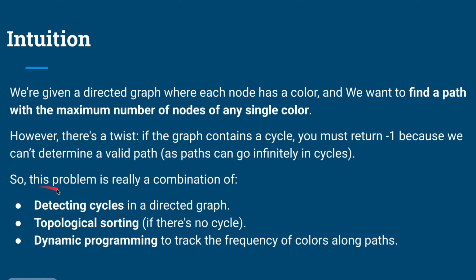So this problem is really a combination of what? First of all, detecting a cycle in a directed graph. Then, if there is no cycle, we'll use topological sorting, and then we'll use dynamic programming to track the frequency of color along the path. So this is a combination of three things, and that is why this question becomes a hard question on LeetCode.